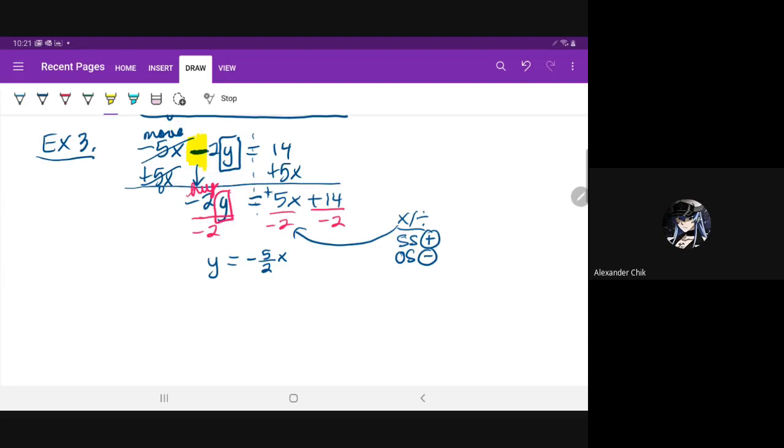Okay, so this one, you kind of move things around. A positive divided by a negative is a negative, so you put that in the front. Then the 5/2, then the x, and then what's 14 divided by -2?